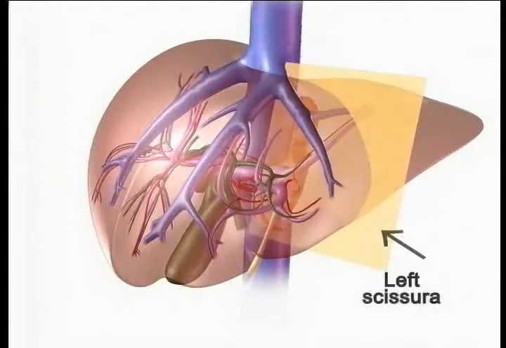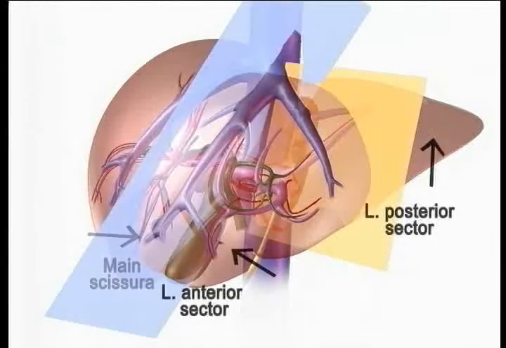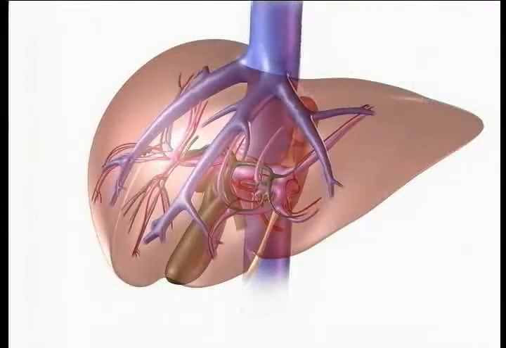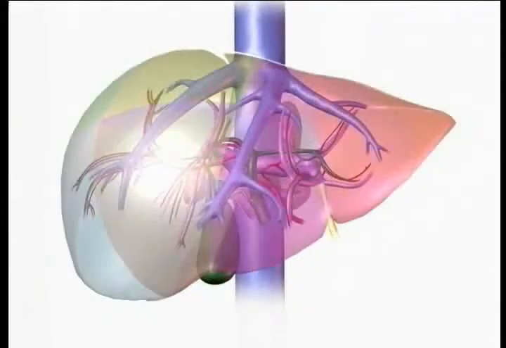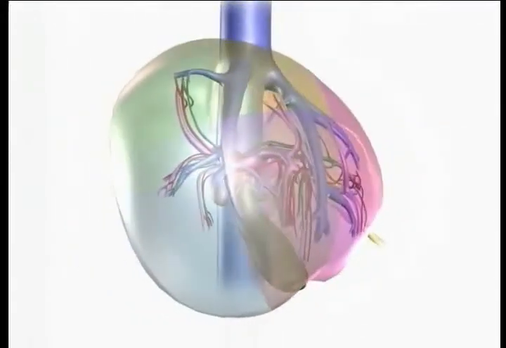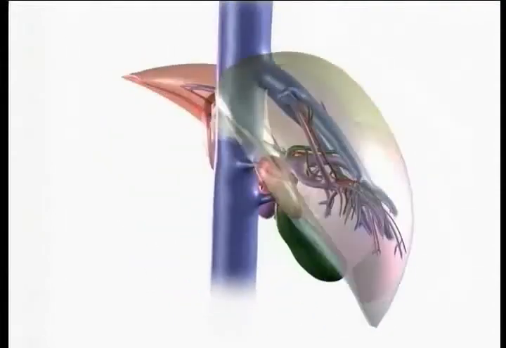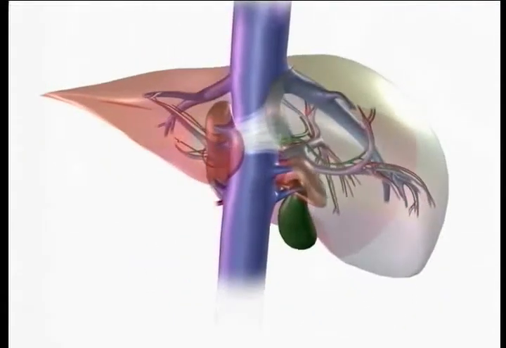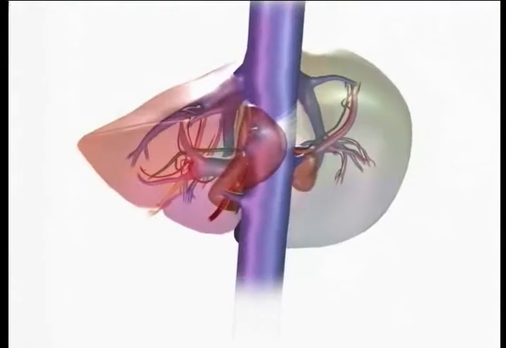The left caesura is located posterior to the ligamentum teres and runs in the plane of the left hepatic vein. The left liver is therefore split into an anterior and posterior sector by the left caesura. Having divided the liver into 2 hemilivers and 4 sectors, the liver is now further divided into 8 segments, each of which has its own independent inflow portal pedicle.